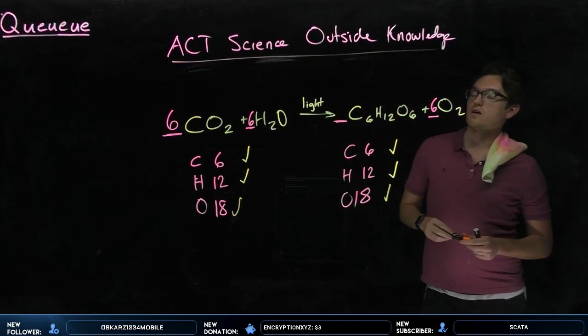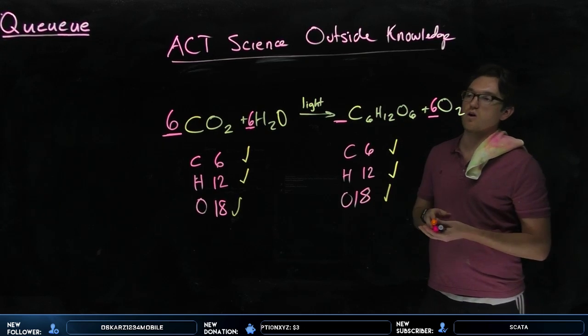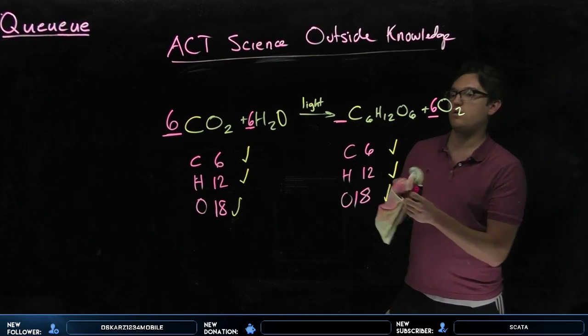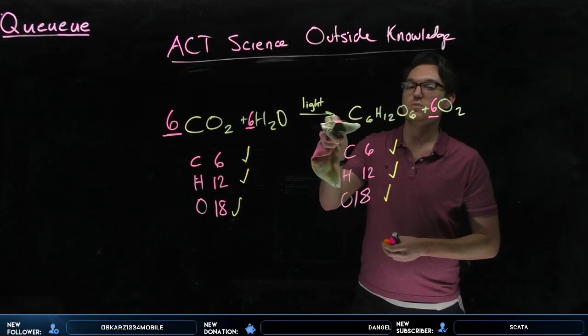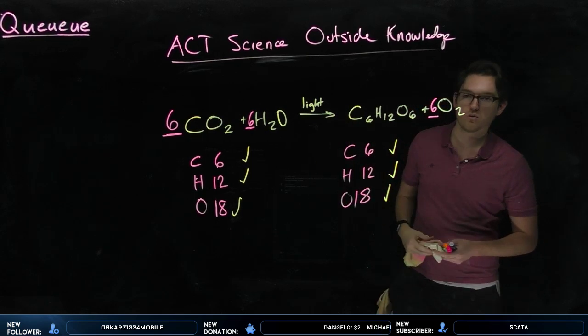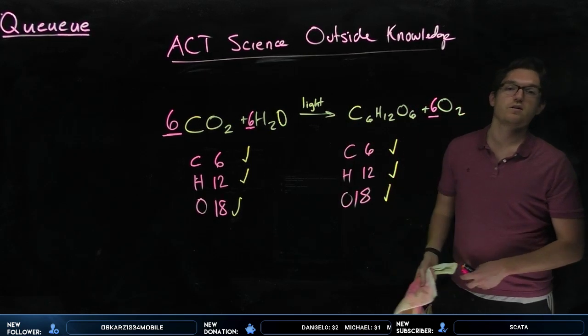So you need 6 carbon dioxide molecules plus 6 water molecules combined in the presence of light to make 1 glucose molecule and 6 oxygen molecules. We don't need to put a coefficient there because it's just 1. Balancing chemical equations. It's what's for breakfast.